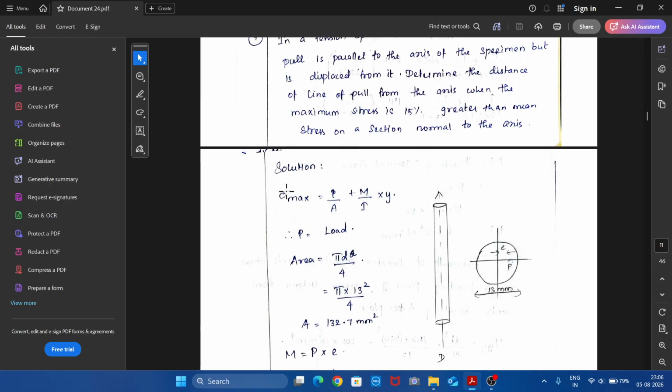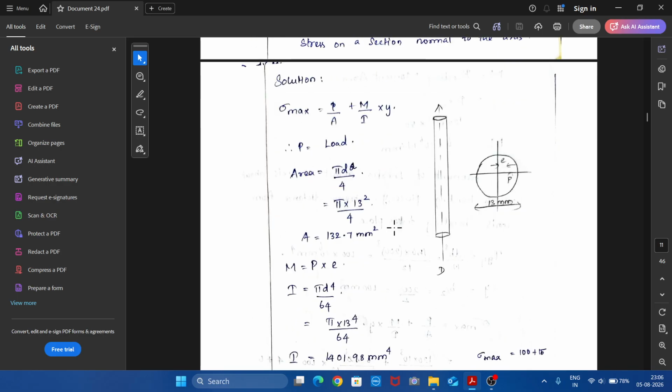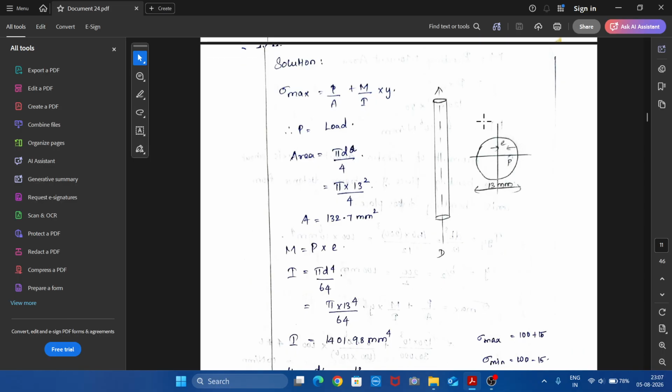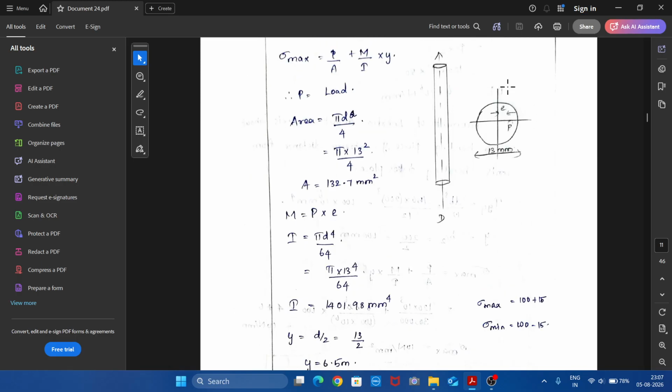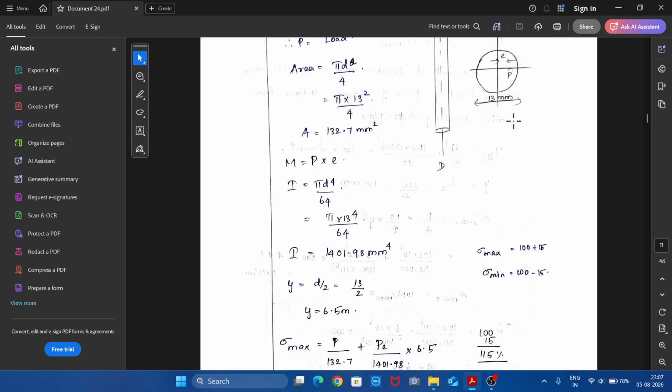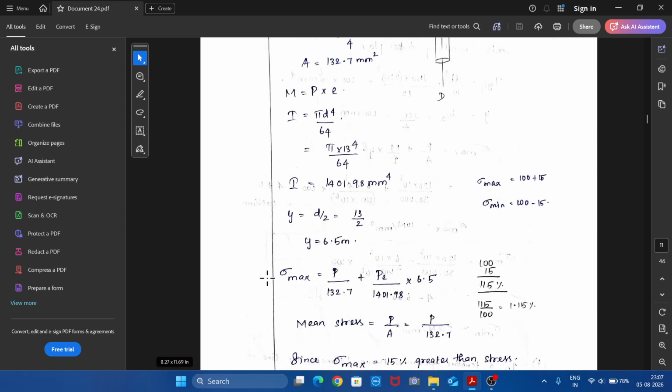So we know that maximum stress, sigma max, equals direct stress plus bending stress. Direct stress is load by area, bending stress is bending moment by I into y. So P equal to load, not given. Area is pi d squared by 4, pi into 13 squared by 4. Then moment M equals load into eccentricity, P into e. I, the moment of inertia of a circular section, is pi d power 4 by 64. We know the diameter, therefore we can calculate the value of I. It will be in millimeter power 4. Then extreme fiber distance: from this axis to the extreme fiber, it will be diameter by 2, d by 2. Therefore, this will be 6.5 mm. Therefore, maximum stress will be P by 132.7 plus P by 140.98, which we obtained earlier, into 6.5.